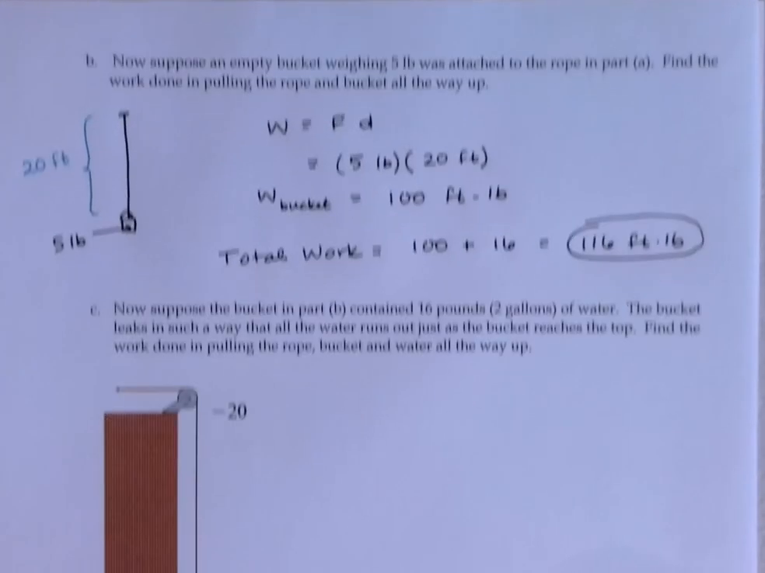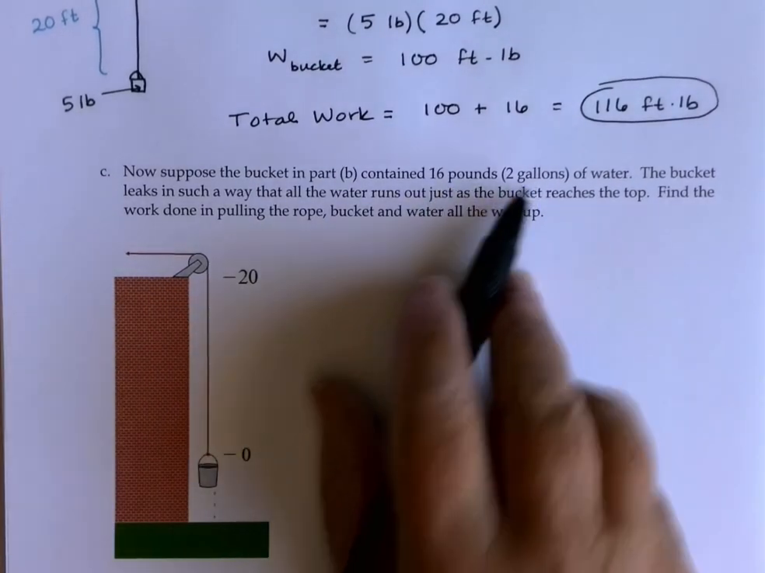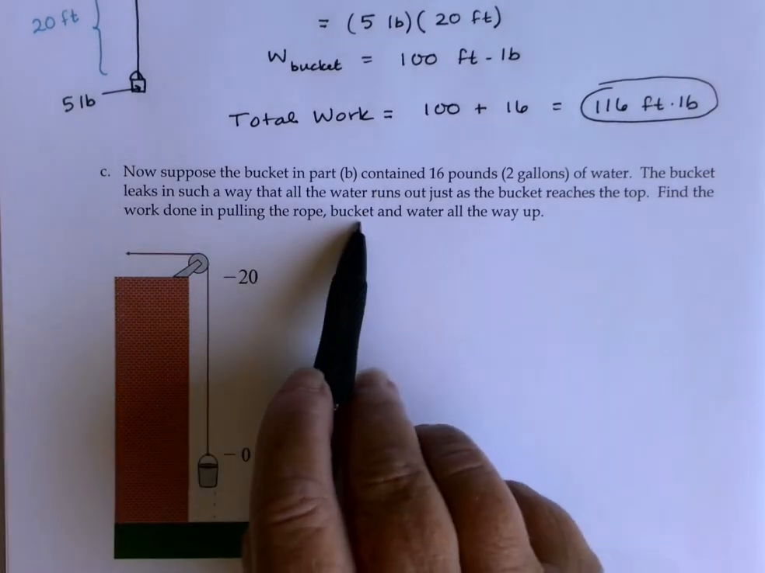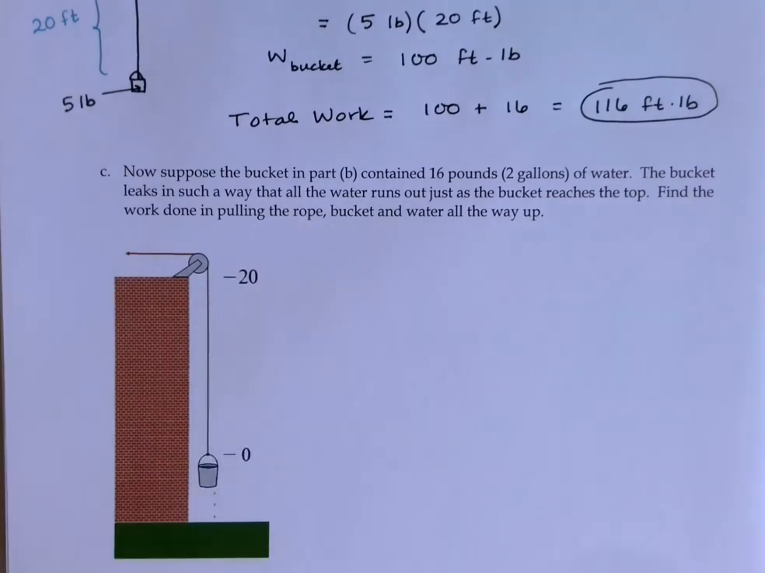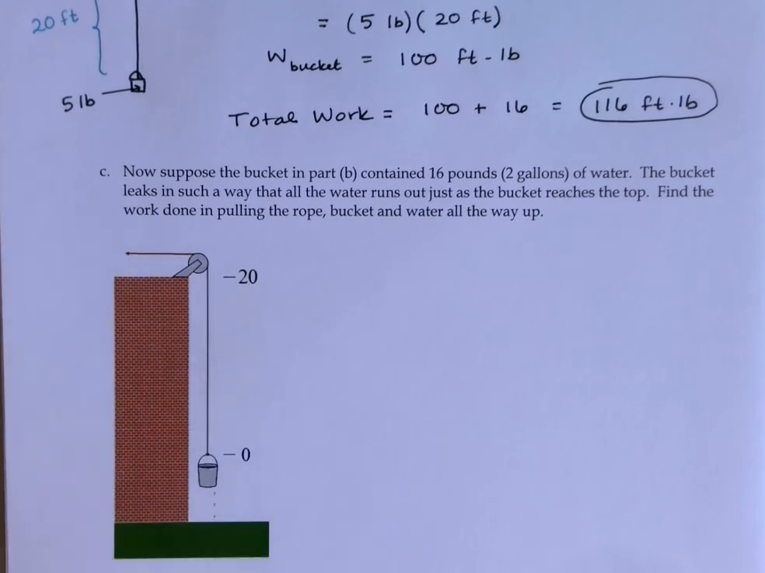All right, one more. Now let's suppose our bucket contains 16 pounds, which is about 2 gallons of water. The bucket is leaking in such a way that it runs out of water just as the bucket reaches the top. How lucky, right? I'd like to find the work done in pulling the rope, the bucket, and the water all the way up. So this is a classic example of a variable force. Although the water weighs 16 pounds at the beginning, by the time we get to the top, the water actually weighs nothing because it's all leaked out. So we're going to have to deal with that variable force.